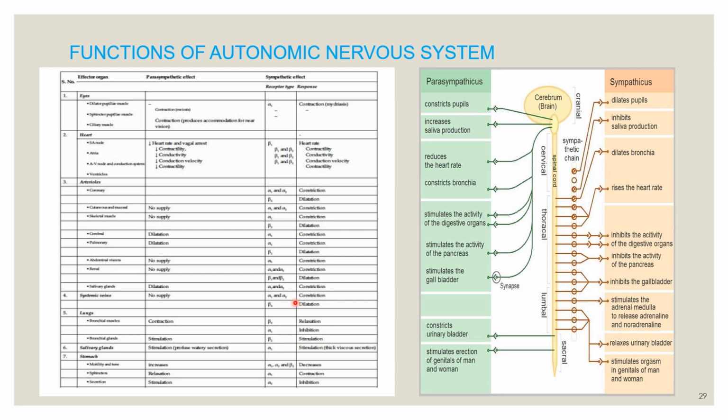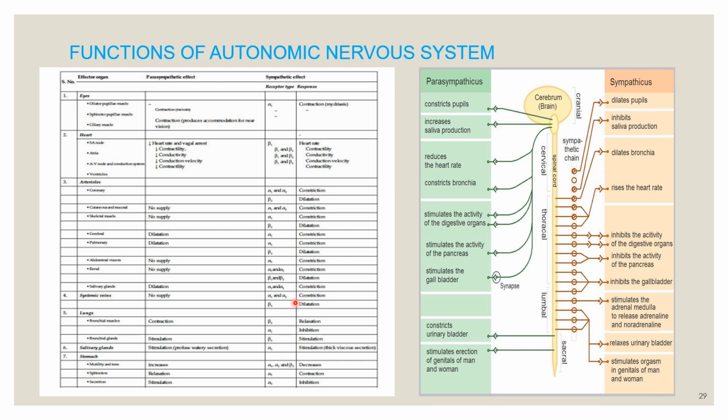Pancreas is having exocrine glands and endocrine glands. Exocrine glands are having parasympathetic innervation. Upon stimulation, they will secrete. And alpha 1 receptors are present in the sympathetic nervous system and they will inhibit the secretion. And the endocrine glands are having only sympathetic innervation. Alpha 2 receptors inhibit the insulin secretion. Beta 2 receptors will stimulate the glucagon secretion.